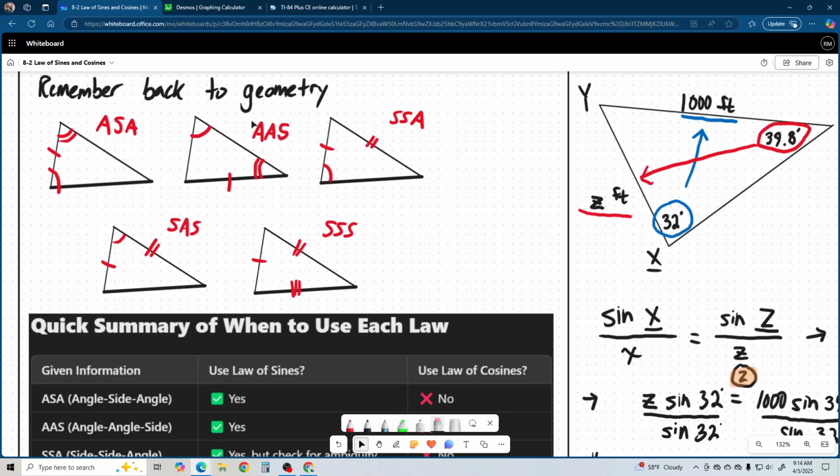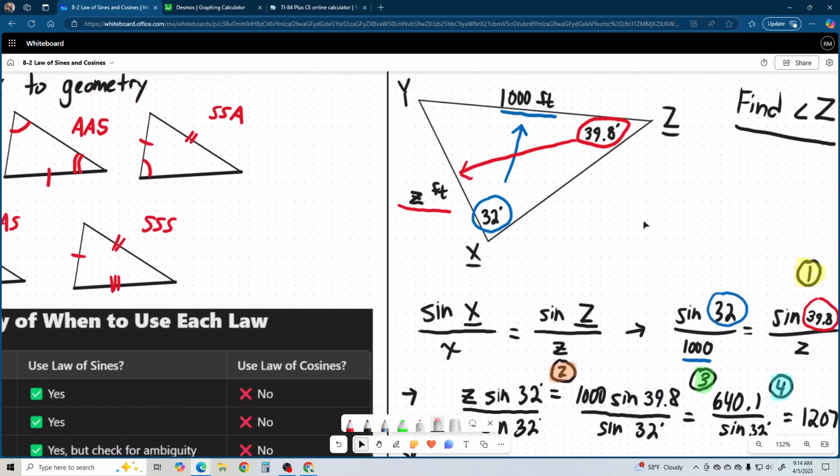Other than that, if we have 2 angles, it's law of sines. If we have 2 sides, it's law of cosines. And you'll see that if you tried to plug these into the formula, they just wouldn't work, right? So, okay, let's give it a shot.